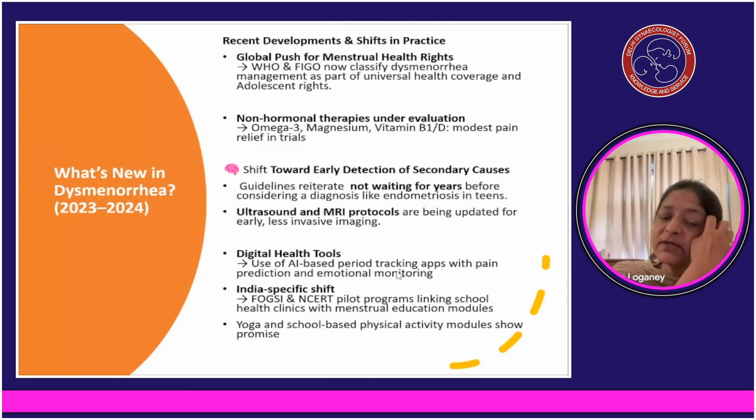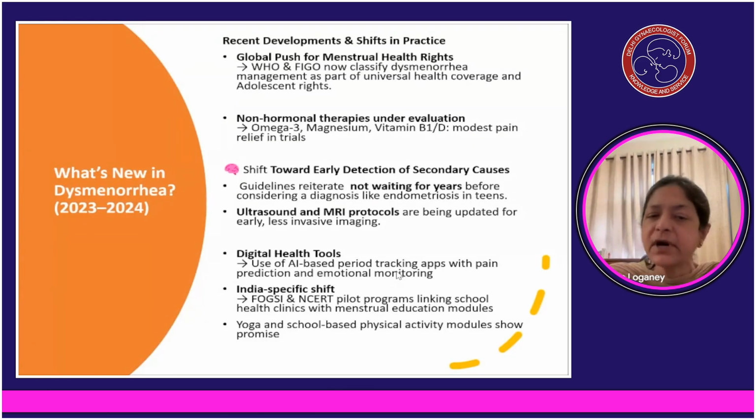So what's new in dysmenorrhea? There are recent developments and shifts in practice which are there in various guidelines. There's a global push for menstrual health rights where WHO and FIGO take dysmenorrhea to be part of universal health coverage and adolescent rights. Non-hormonal therapies are now under evaluation, and omega-3 fatty acids, magnesium, vitamin B and D are being studied for modest pain relief in trials.